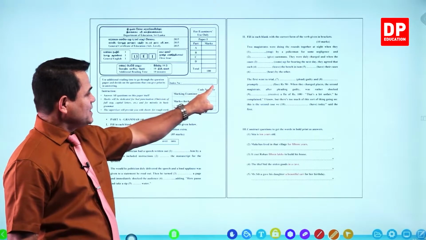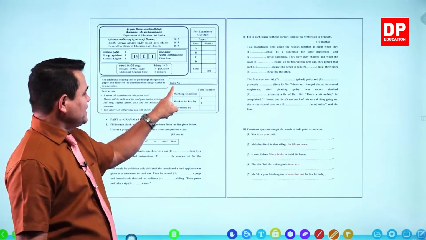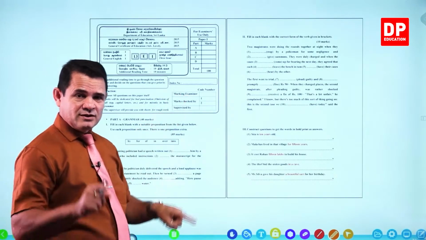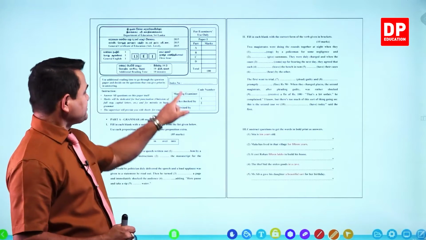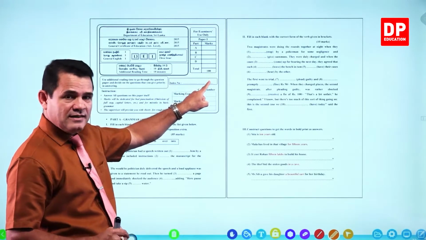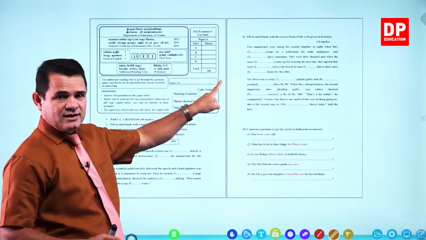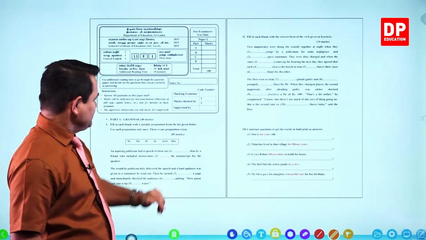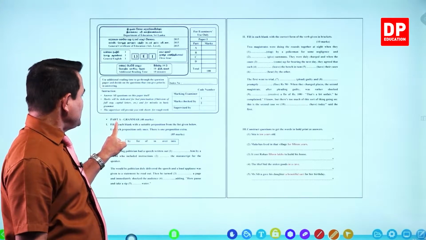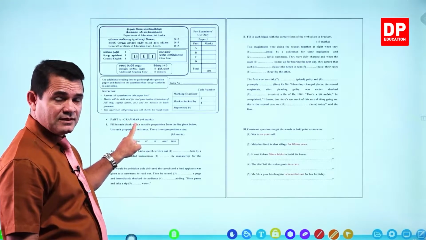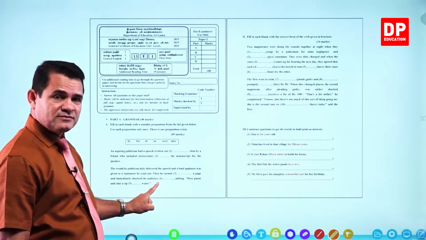And there is one part here. Index number. Your index number. You have to write that here, only that. Next, the paper gets first paper, part A, grammar. Part A, grammar is tested.